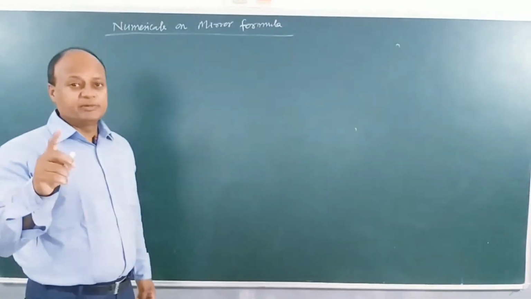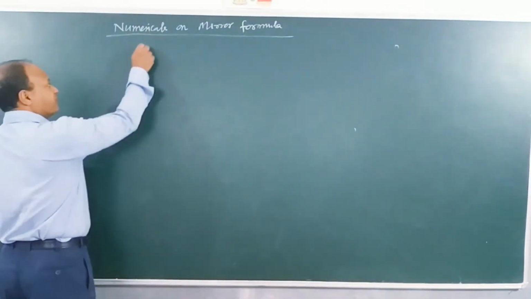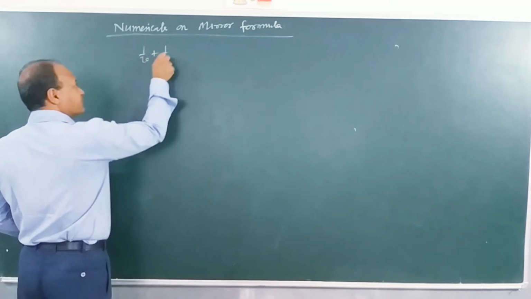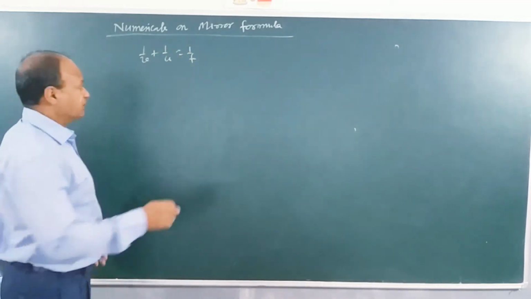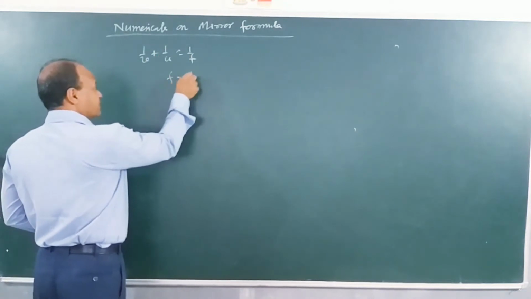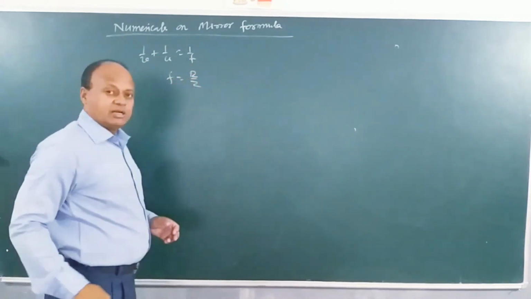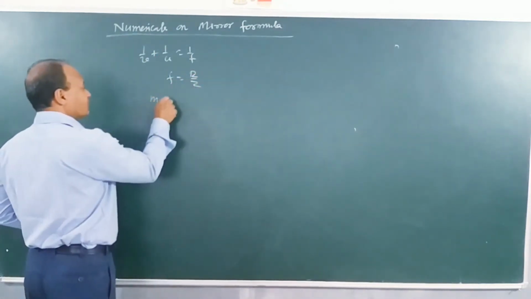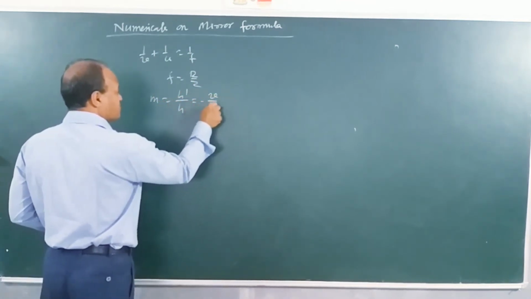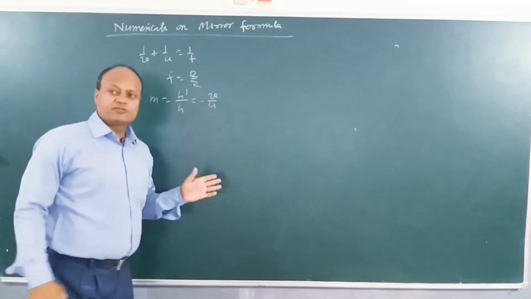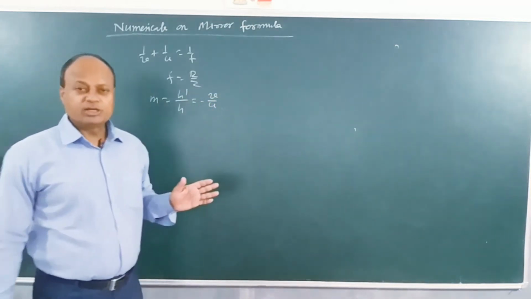We'll recall the mirror formula once. Mirror formula is 1 by v plus 1 by u is equal to 1 by f. And the other formula which is studied is f is equal to R by 2. Magnification is h dash by h is equal to minus v by u. While you use all these formulas, you have to make sure that you are using proper sign convention.